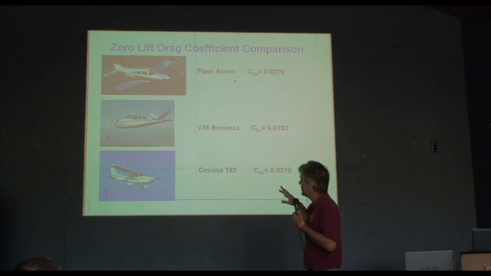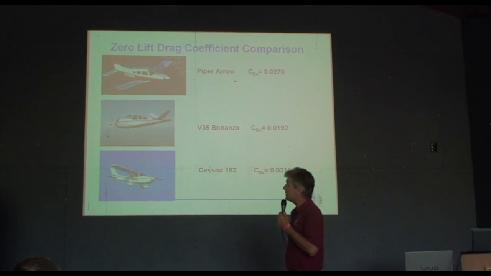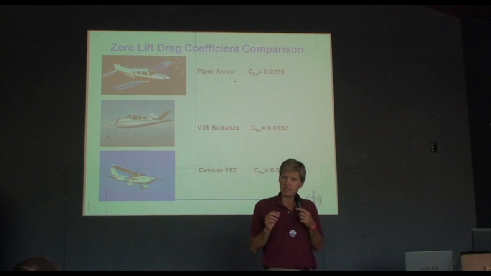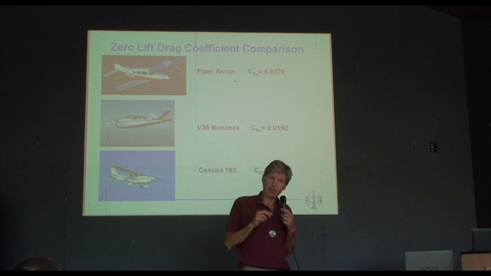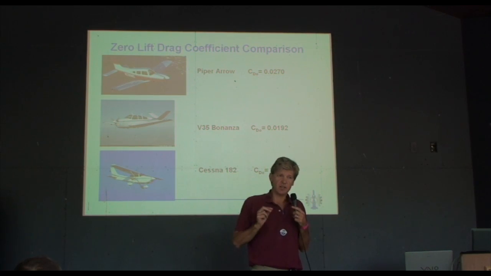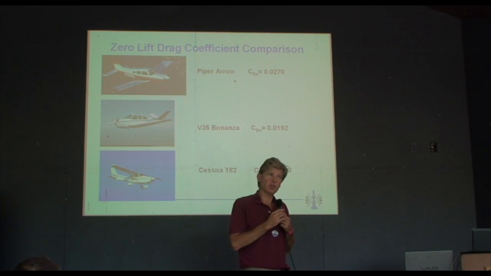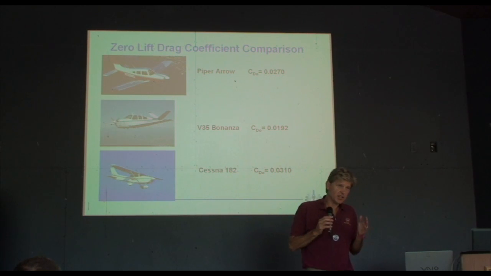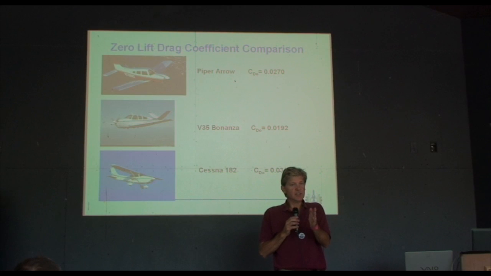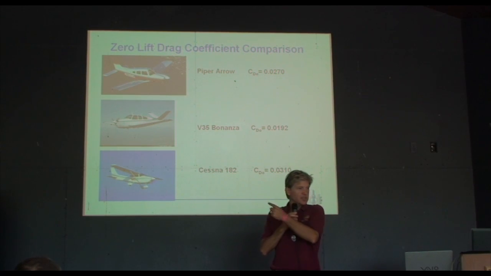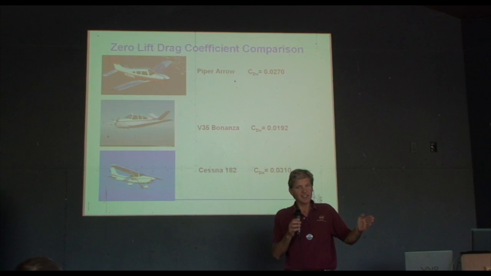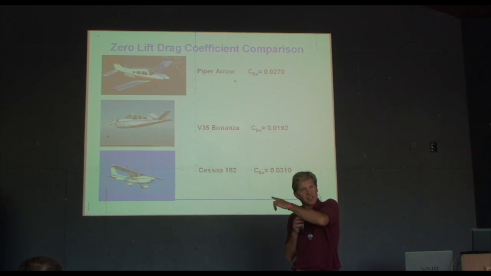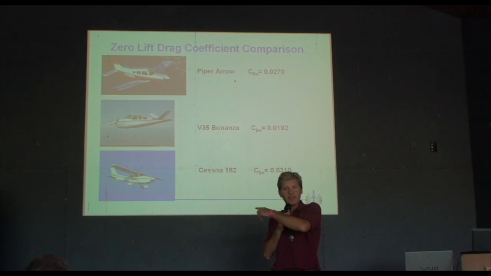Now there is a little black magic in the cards, because the CD0 is equal to the zero lift drag divided by 1/2 rho V squared S, the reference area of the wing. So you take a really, really clean airplane with really, really low drag, and you change the wing size a little bit, you change the value of that CD0 just by changing the wing size, even though it's remained just as clean, because the CD0 does have that reference wing area in the denominator.